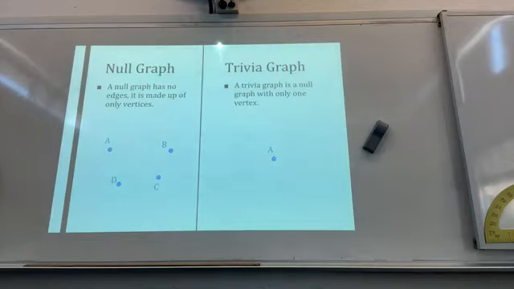Now, a null graph. A null graph has no edges, and it's made up of only vertices. And a trivial graph. A trivial graph is a null graph with only one vertex. All right. To be honest, I need to show you this too, but I've never seen that coming out in an exam before. All right. It's part of the thing that you need to know. So you should know a null graph without edges, only vertices, and trivial graph, only one vertex.